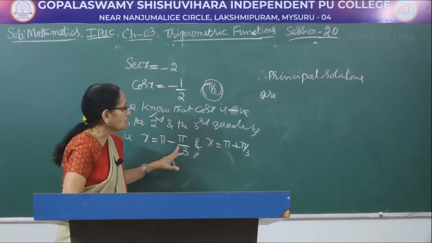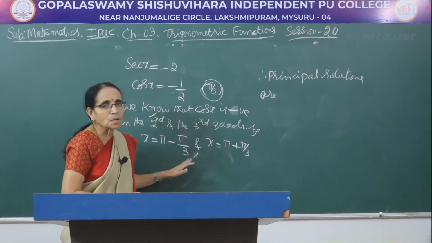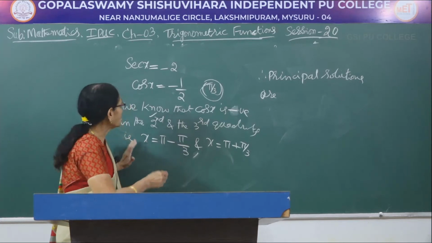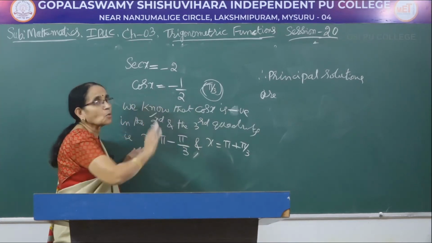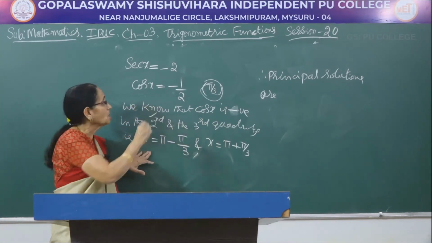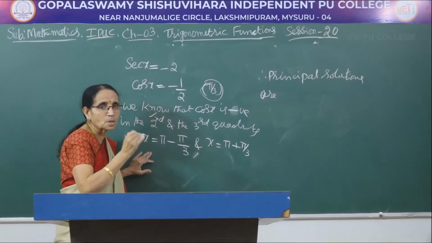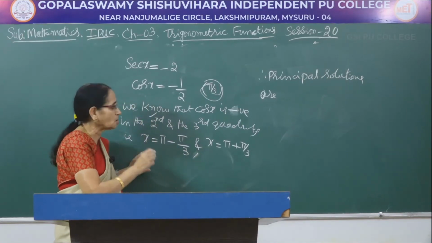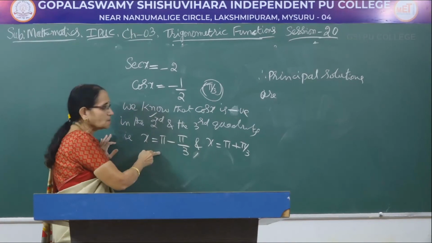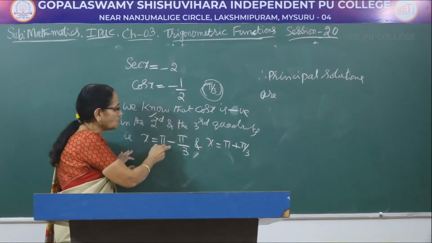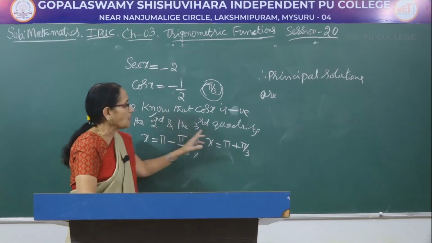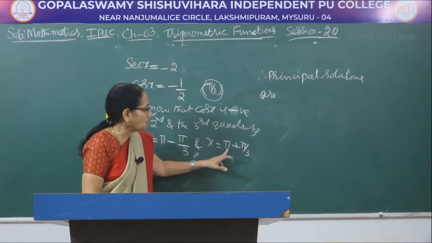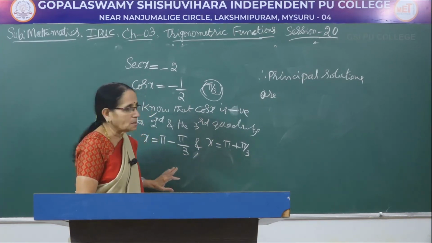Whether it is minus or plus, 2 pi minus something or 2 pi, that depends upon the function and the quadrant. Okay, you have to remember where the function is positive or negative, and accordingly you have to write that. So, if it lies in the second quadrant, it should be written as pi minus pi by 3. If it lies in the third quadrant, you should write it as pi plus pi by 3.